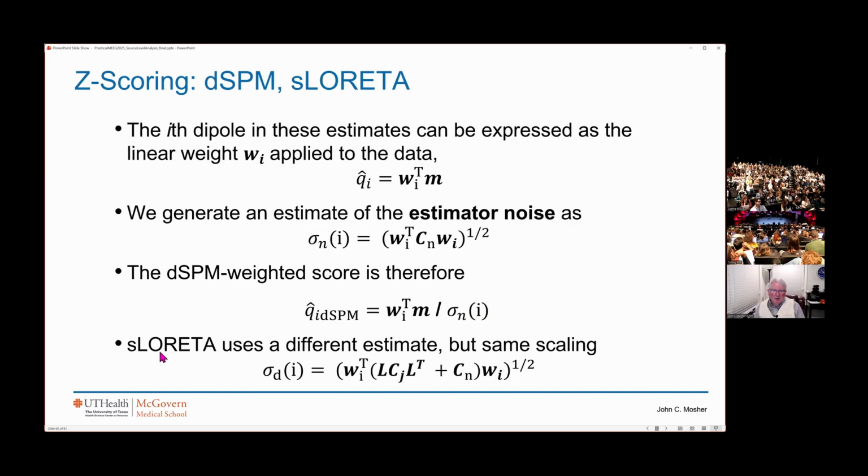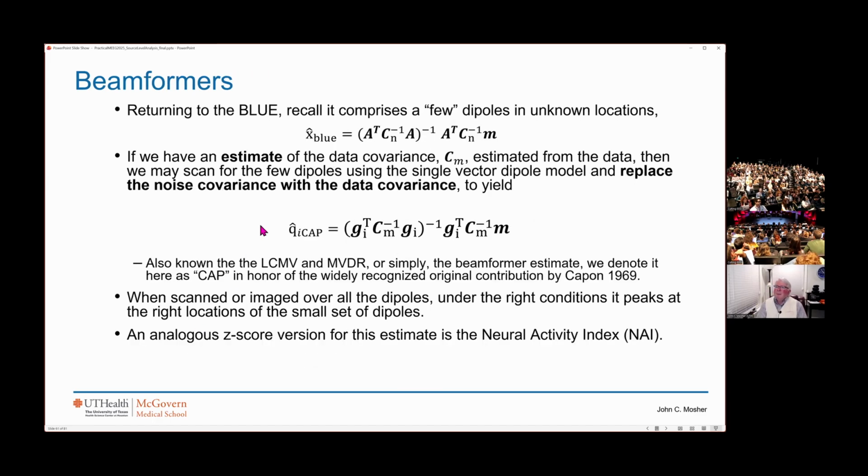And sLORETA came out in 2000, right behind it. Pascual had a different concept, but the same scaling. He applied it not to the noise covariance, but rather to the data model. Not the data covariance, but the data model. And so this sets up DSPM and sLORETA, which you'll find a lot of package people say, I want to do DSPM or sLORETA. What's important to know is DSPM and sLORETA are min norms. They are the min norm, but then they're scaled by these different scalar factors to make them more usable. And so beamformers is the other one that keeps popping up.